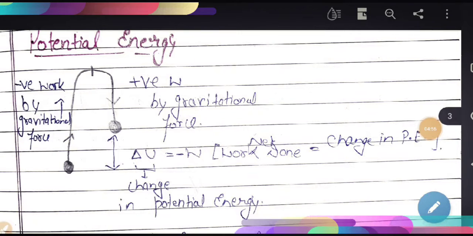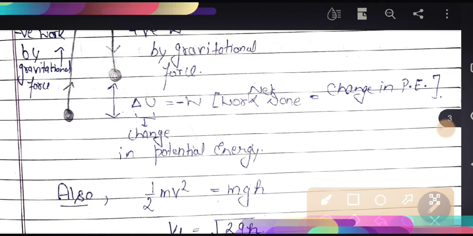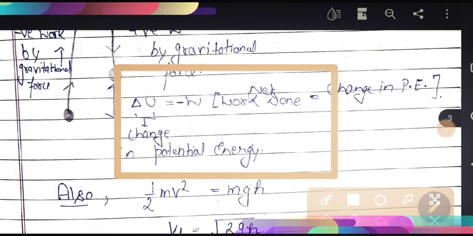Now coming to the concept of potential energy, if we throw a body up, the potential energy gets stored in the body by virtue of its height. So when a body is traveling upwards, the gravitational force is doing negative work on it, and when the body is traveling downwards, the gravitational force is doing positive work on it. So this change in potential energy gets stored in the body, which was a result of the work done on the body.